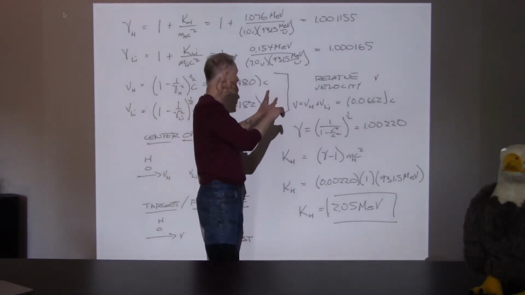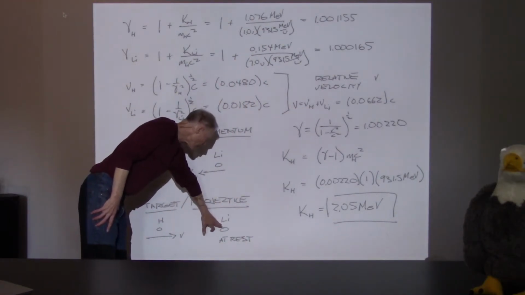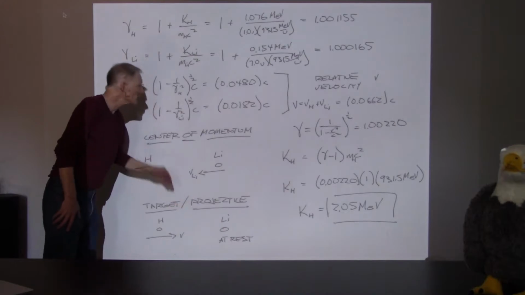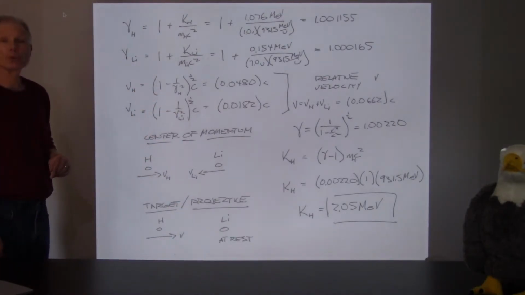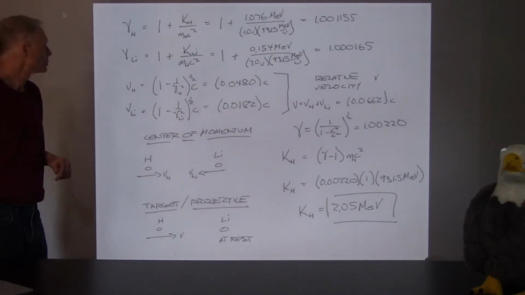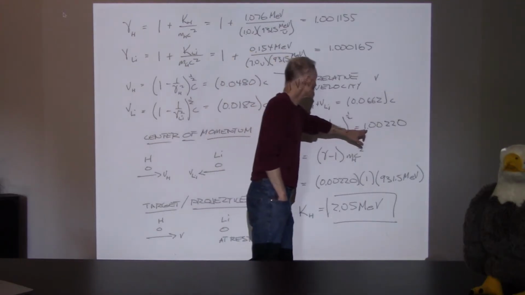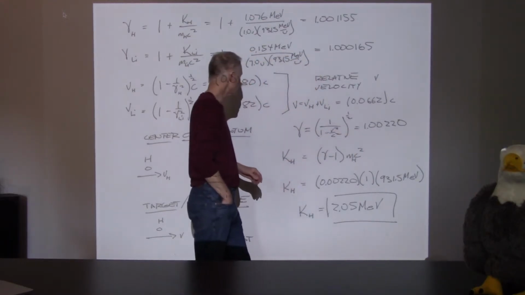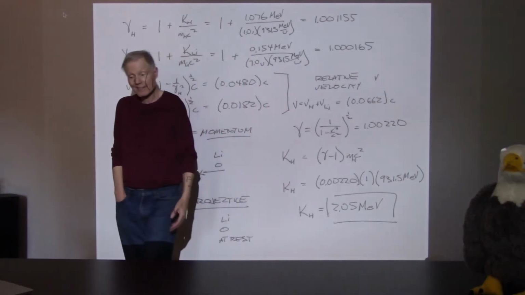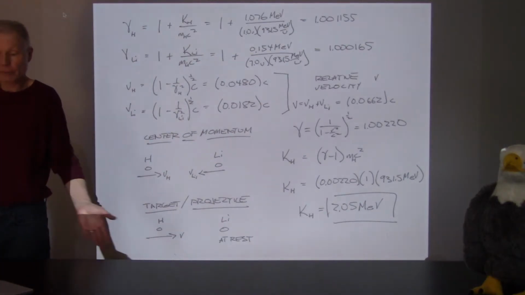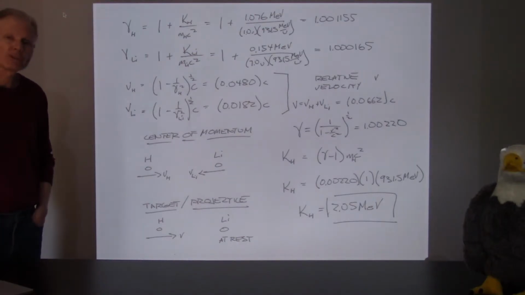Now I'm going to move entirely into the frame of the lithium. And so the lithium is now at rest, and the hydrogen nucleus is coming towards it at 0.0662 times c. So we've moved into this other reference frame. The gamma value for that is 1.0022. So putting that in and solving for the kinetic energy of the hydrogen, it says actually the hydrogen, or the proton coming in, would need a kinetic energy of 2.05.